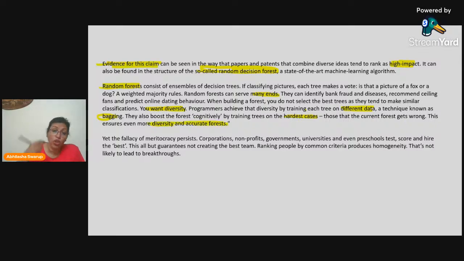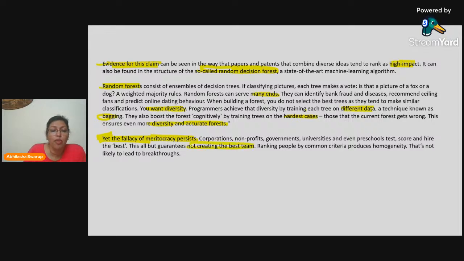So again, one more example of creating high impact research through random forests. And random forests choose diversity and pick up diversity. What a beautiful passage. And then he says, yet the fallacy of meritocracy persists. So people still believe in somebody being the best. Corporations, non-profits, governments, universities, and even preschool tests score and hire the best. This all but guarantees not creating the best team.